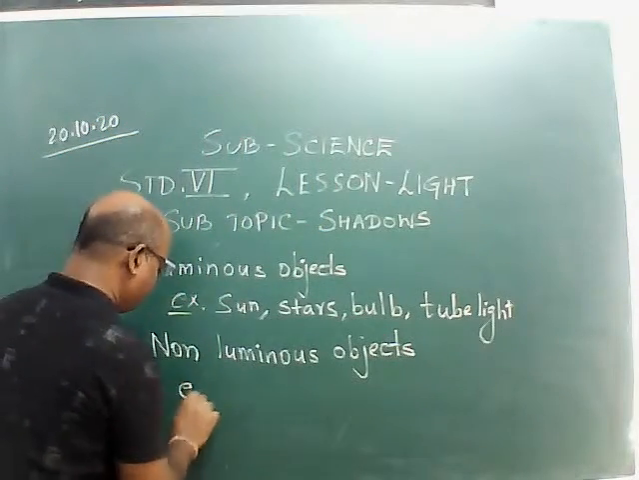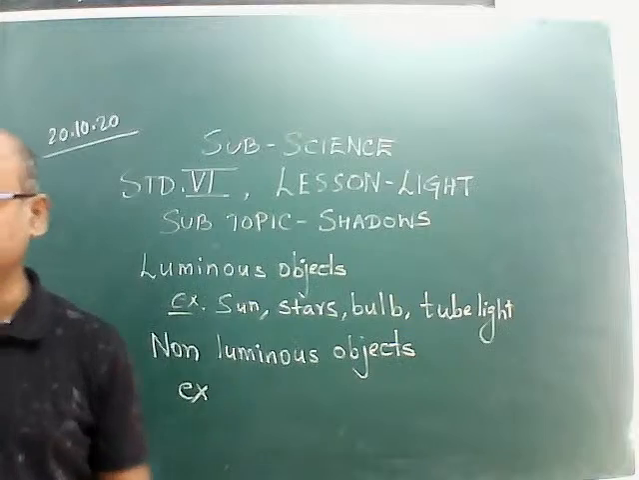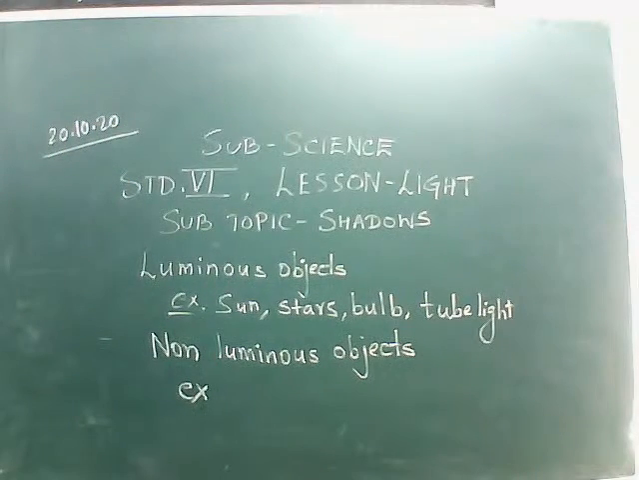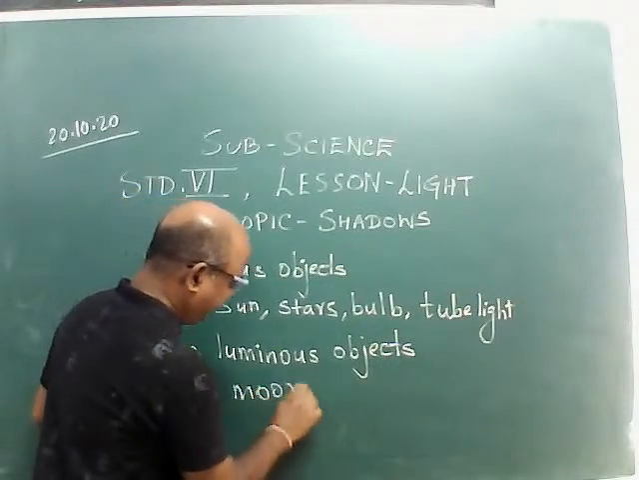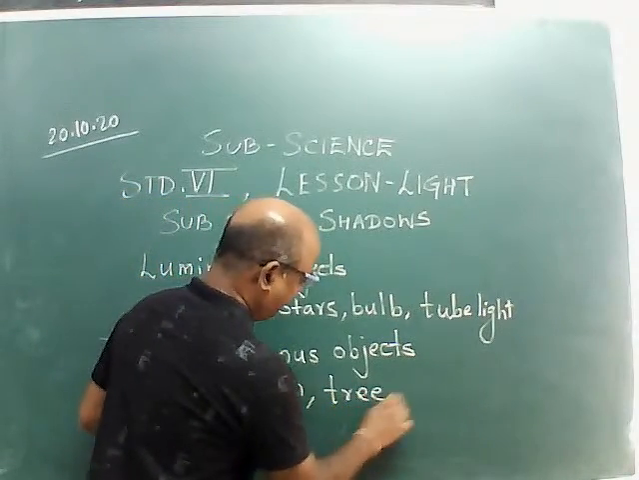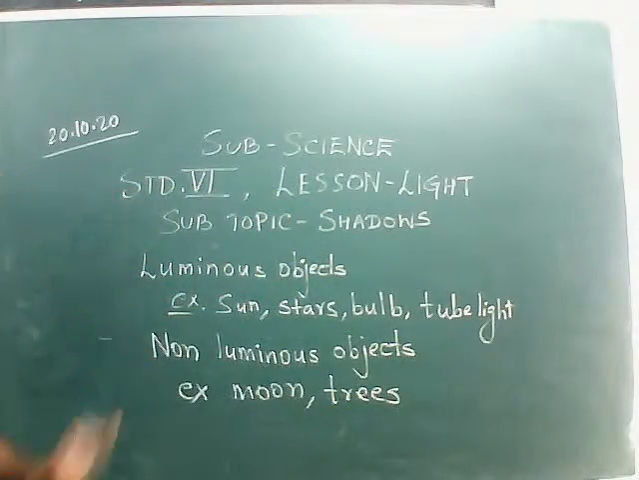Examples of non-luminous objects we studied yesterday: moon. Santosh gave the correct answer. Tree. Elijah gave the correct answer. Very good, beta. Moon, tree. These are examples of non-luminous objects. This we studied yesterday.